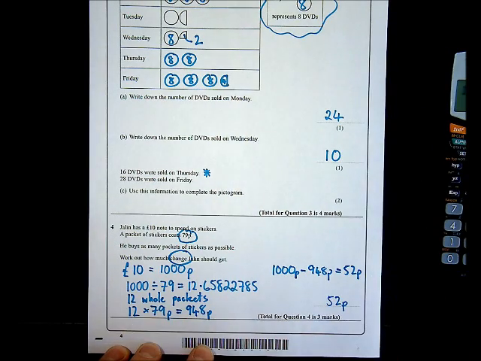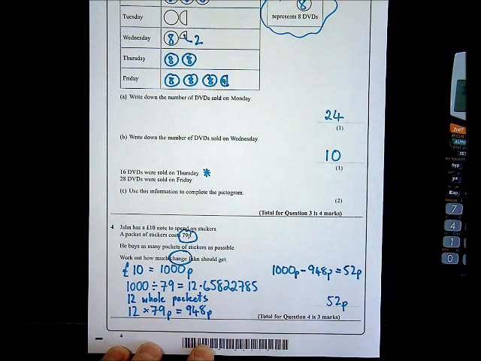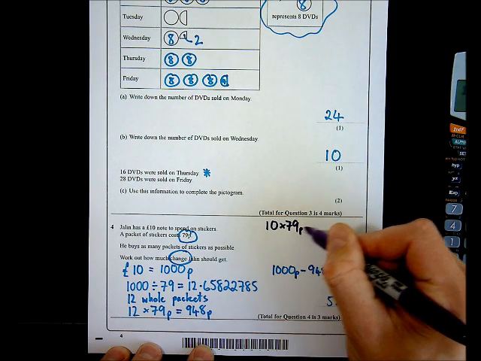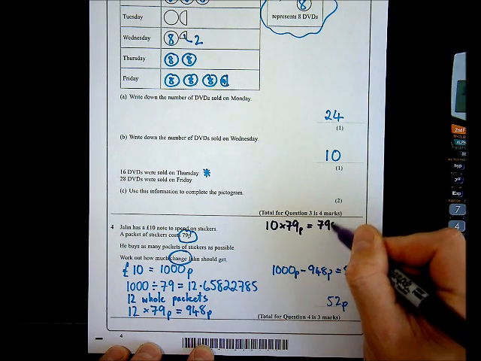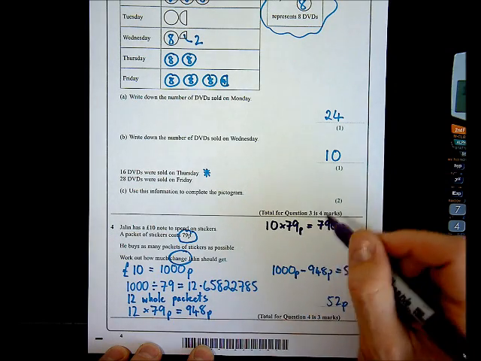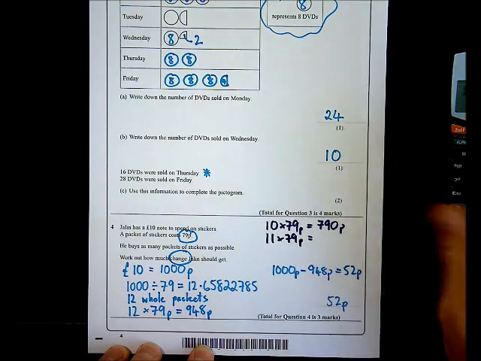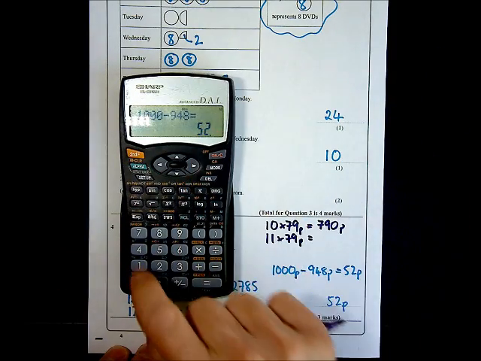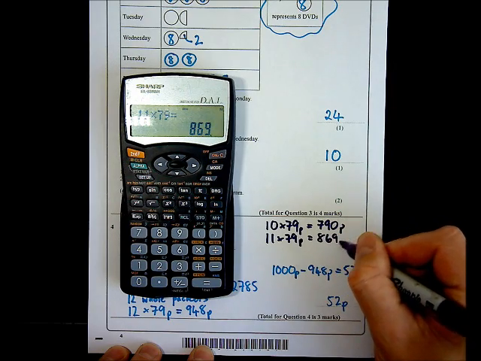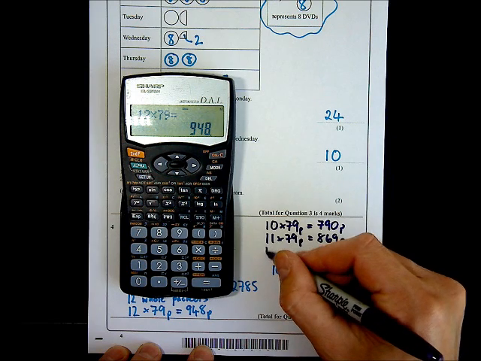Now, I've seen a number of people attempt this question by working out how many packets of stickers he could buy by working their way up. So if he bought 10 packets at 79 pence, that would be 790 pence. And then continuing to go on by adding on 79p, so 11 packets at 79 pence would be 11 times 79, 869 pence, or 12 times 79p would be 948.